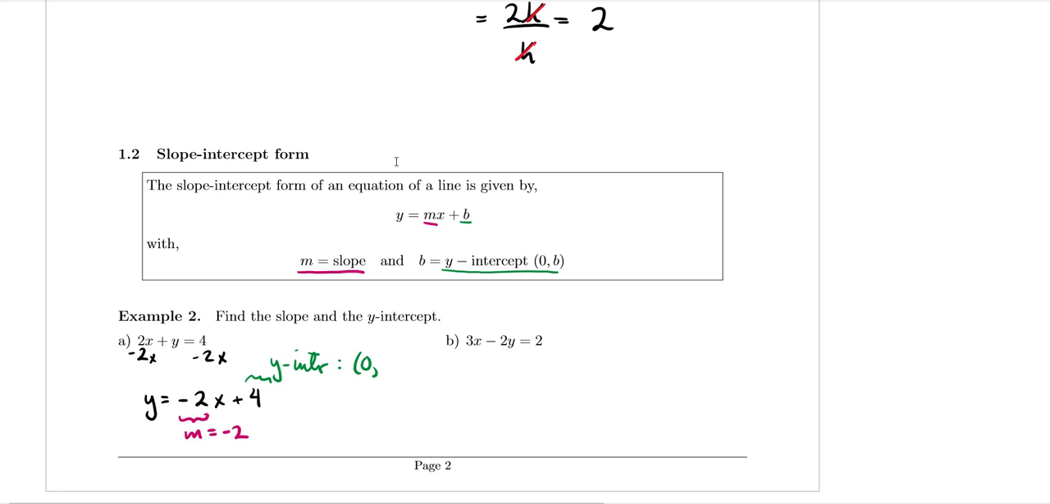So it's going to be 0, 4. And that's it. We are done. Again, the other example B, it's left for you to practice.